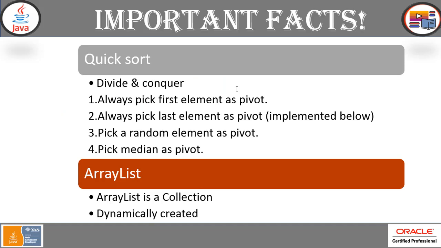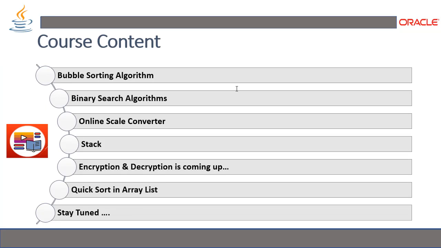Important facts about quicksort: divide and conquer. It can always pick the first element as pivot, always pick the last element as pivot, pick a random element as pivot, or pick the median as pivot. ArrayList is a collection, it is dynamically created. So this is all about quicksort in ArrayList.